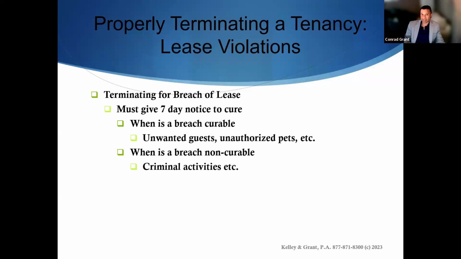When is a breach non-curable? Criminal activities, assault, battery. You can't really cure those things. So you can give a 7-day notice of termination. But I can count the number of times that I've served a notice of termination. They are rare. It's best to always give a notice to cure.